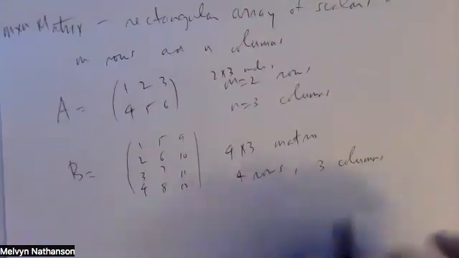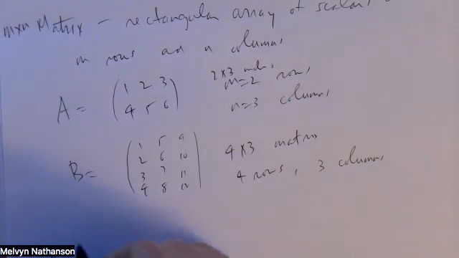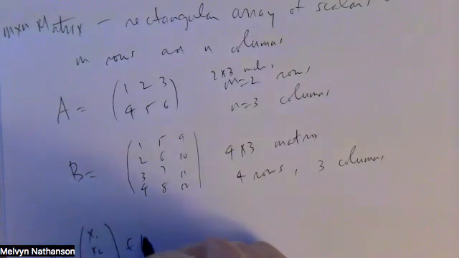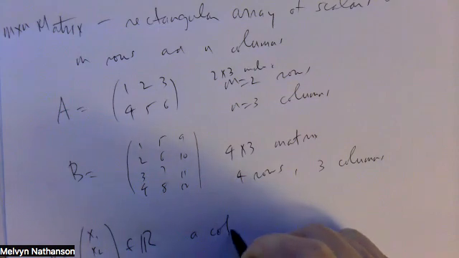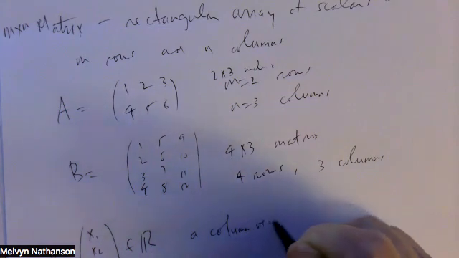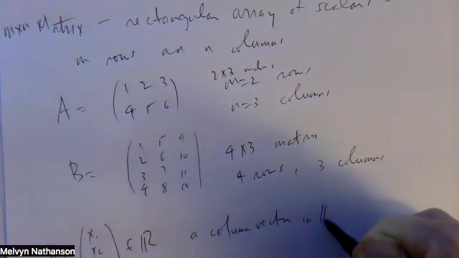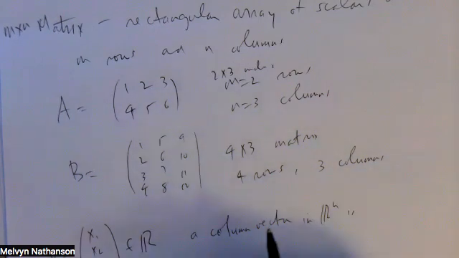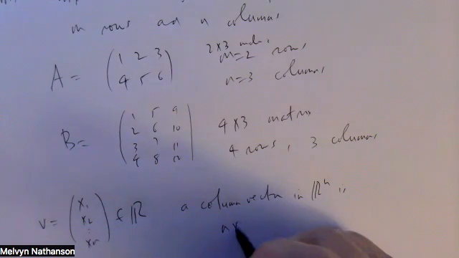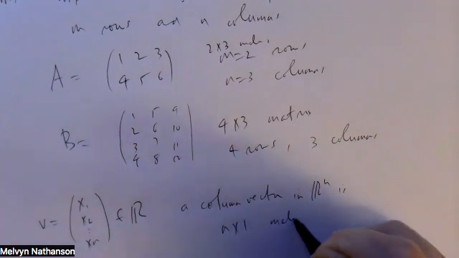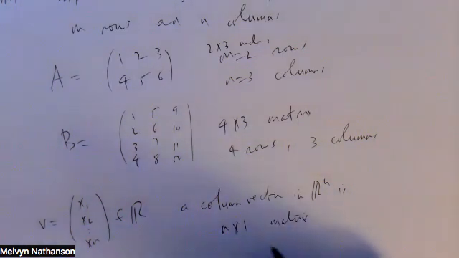And in fact, you can think of a vector in Rn. So a column vector in Rn is also a matrix with just one column. It's an n by 1 matrix, n rows, 1 column.